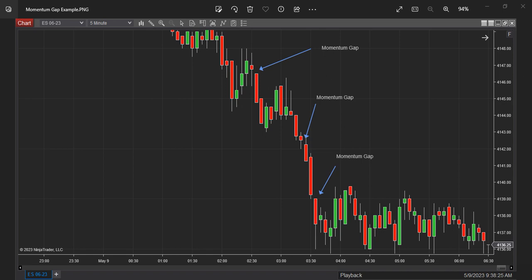Then when you get to the gap, you have to ask yourself, are we going to the middle of the gap? Are we filling the gap? Or are we going to be rejected from the gap?